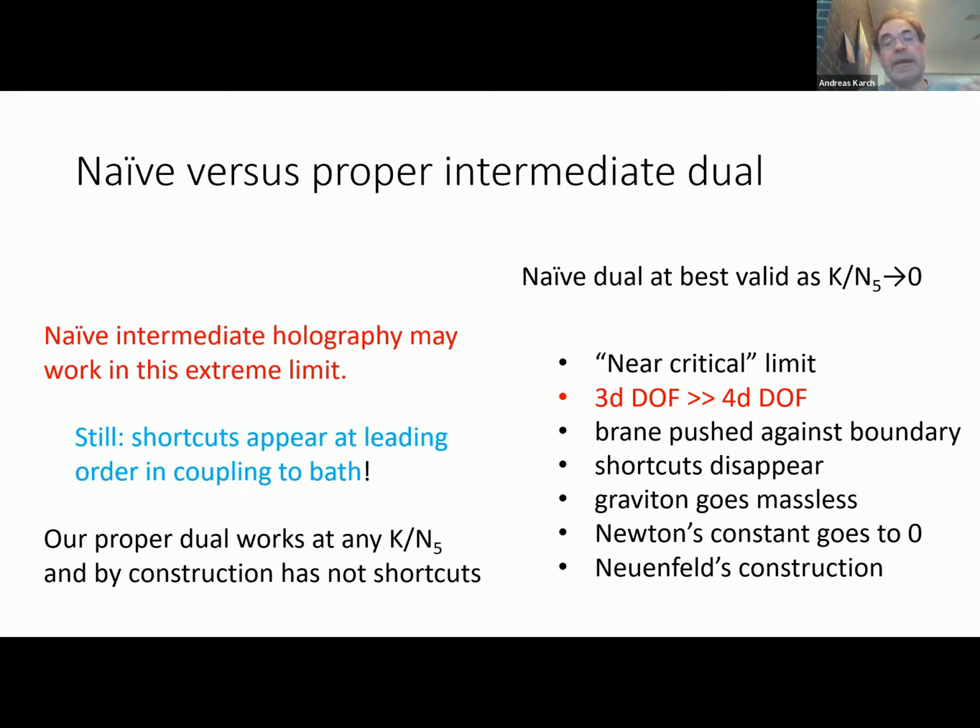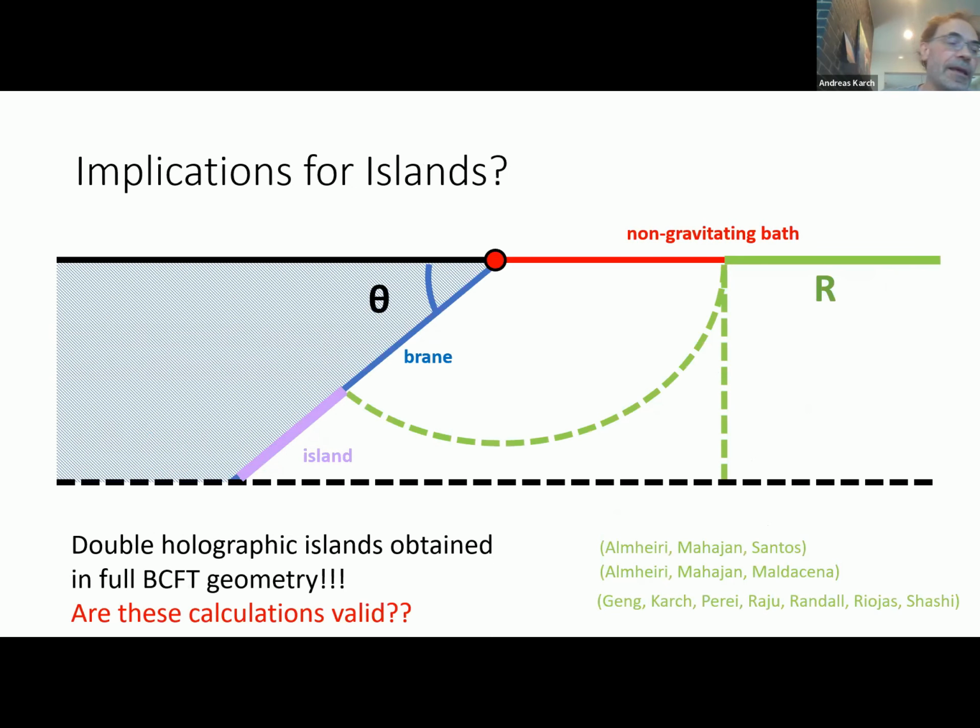Right, so the shortcuts appear at leading order in the small parameter, and I'm not quite sure how you would organize things exactly in this k over N5 goes to zero limit. Maybe we can do something there, but I'm no longer super interested in this because I think we can do better. We can just define the intermediate picture as I did today, and then you never have to worry about shortcuts. Everything's manifestly consistent.